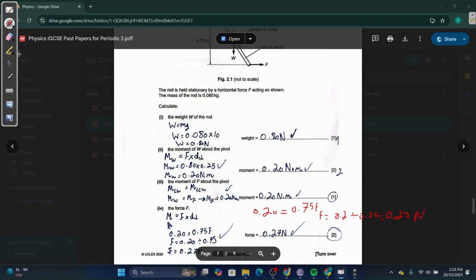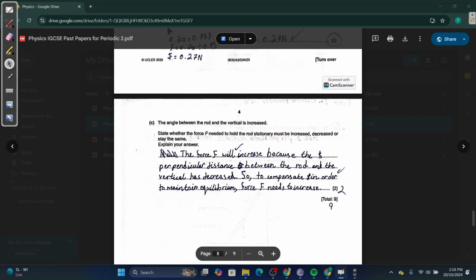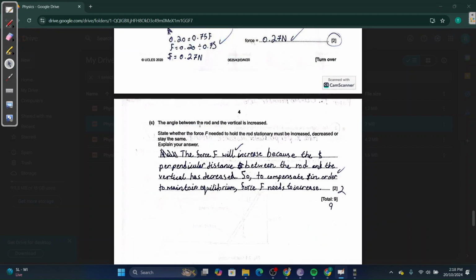Okay. So now, the angle between the vertical and the rod has increased. State whether the force F needed to hold the rod stationary must be increased, decreased, or stay the same. Now, surely it can't stay the same. So that's straight out crossed.